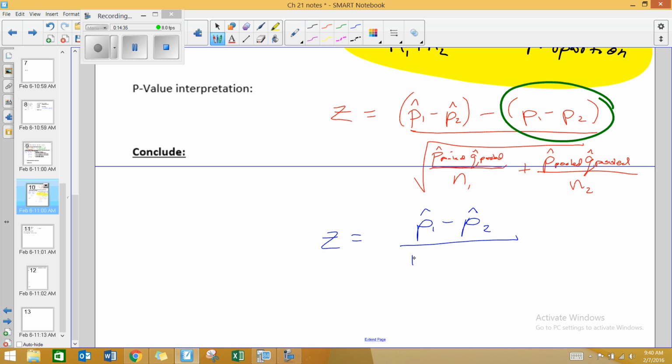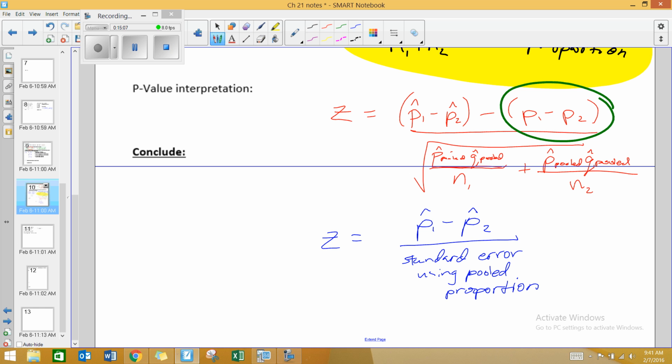Over the standard error using the pooled proportion. Okay, and so once I've found that test statistic, now I get to find my p-value.